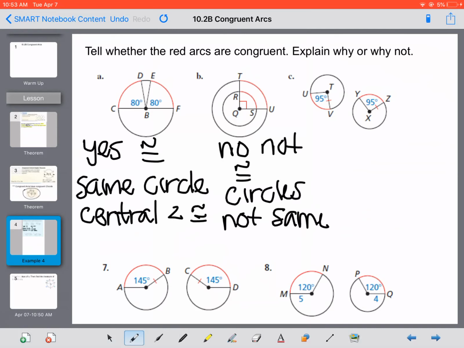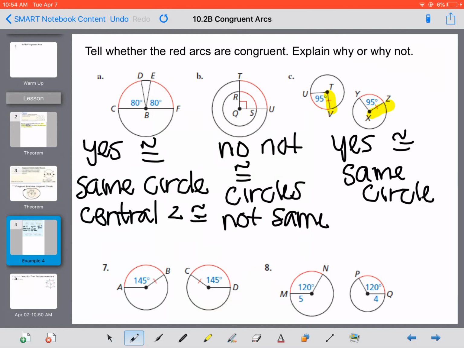Part C, if you look here, those are two different circles, but notice TV and XZ both have a single tick mark, which means they have the same radius. So even though they're different circles, they are congruent circles. And they both have a 95-degree central angle, meaning yes, they are congruent because they are the same size of circle and their central angle is the same.